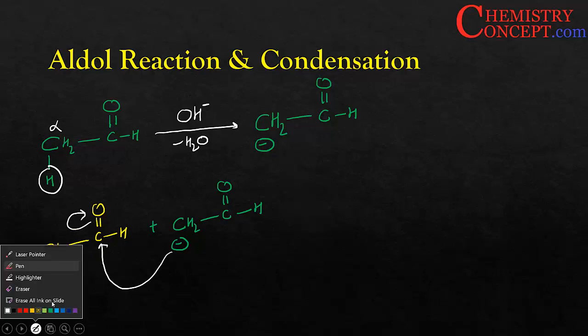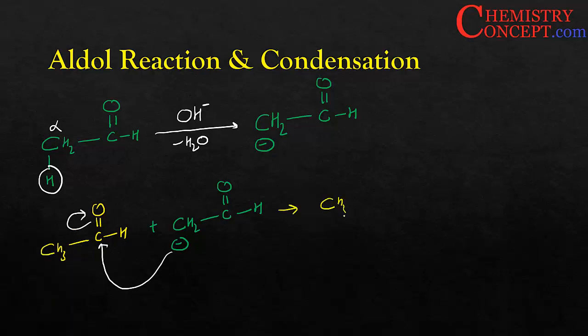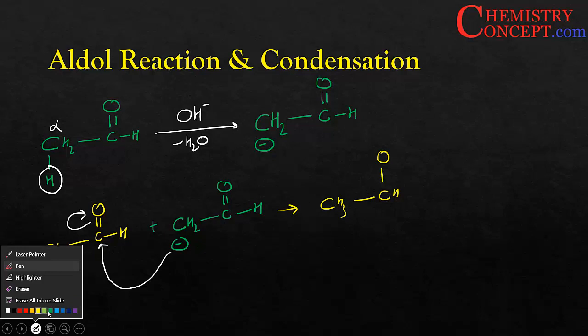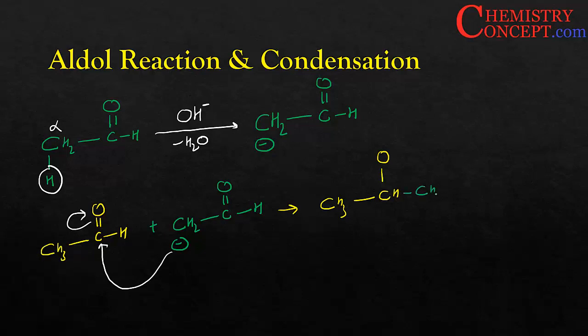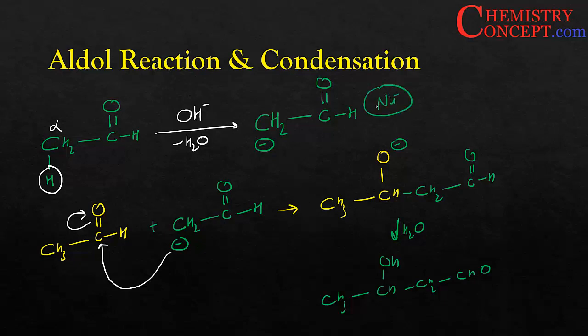The result will be CH3CHO CH2. Then it reacts with water to give the final product CH3CHOHCH2CHO. Now, this was the mechanism. It is technically a nucleophilic addition reaction. We take two molecules of aldehyde. The first removes alpha hydrogen to become a nucleophile, and it adds to the other molecule. This was the mechanism.